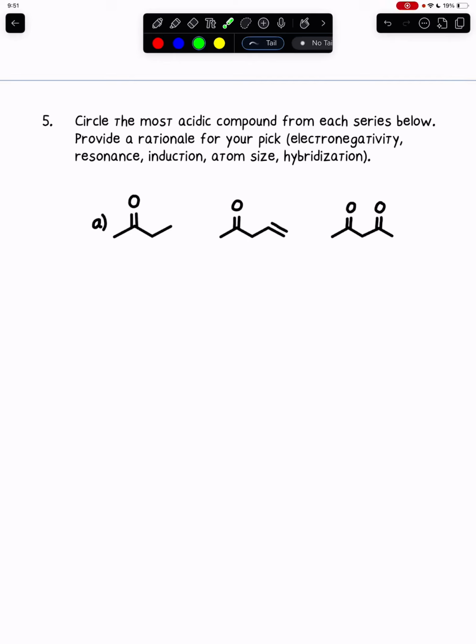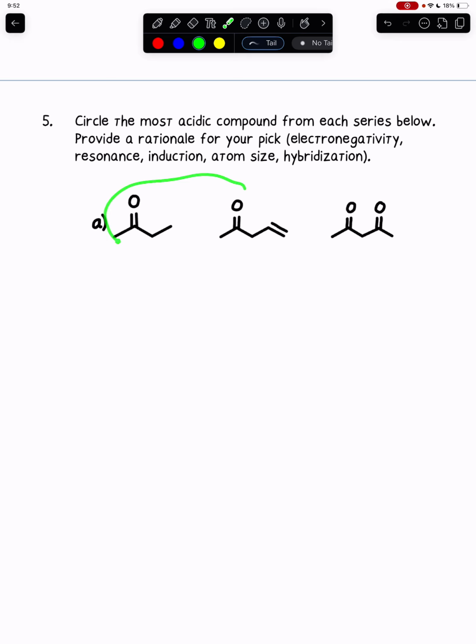In this question here, you're being asked to circle the most acidic compound from each of the series below. Provide a rationale for your pick, either electronegativity, resonance, induction, atom size, hybridization. All right, so as you probably heard me say in a few of the previous examples, when you're comparing the acidity of different compounds, don't even look at the acids. Look at the conjugate bases and then compare the stability of those conjugate bases, all right?